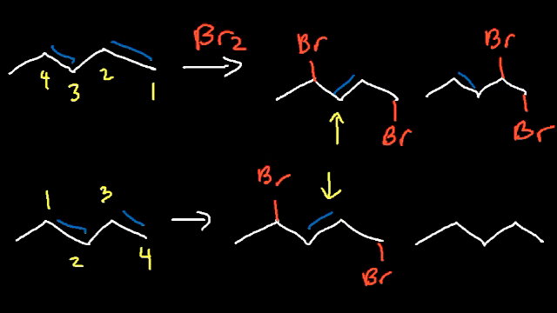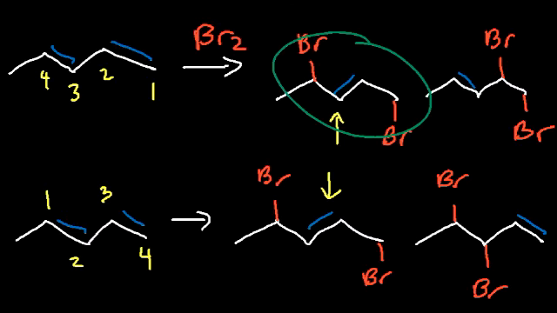Now let's draw the 1,2 product. So the bromine atoms will be on carbons 1 and 2. And the double bond will be between 3 and 4. Now these two are different. They're not the same. So here we have 3 different products. Now granted, if we were to use like HBr, these two might be different. But because the bromine atoms are the same, those two compounds are identical to each other.